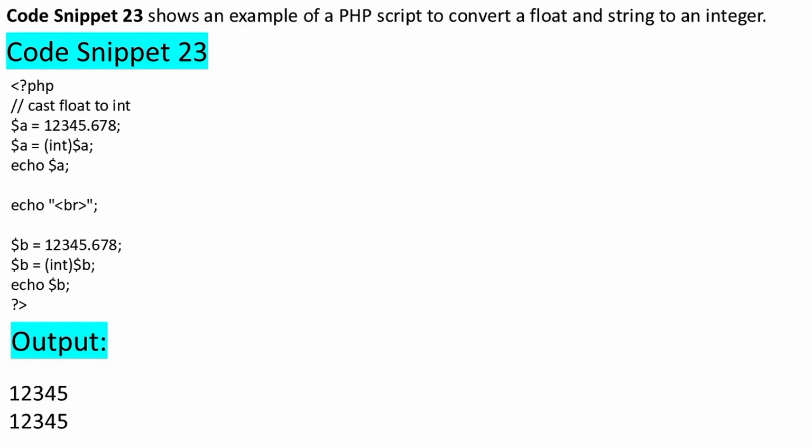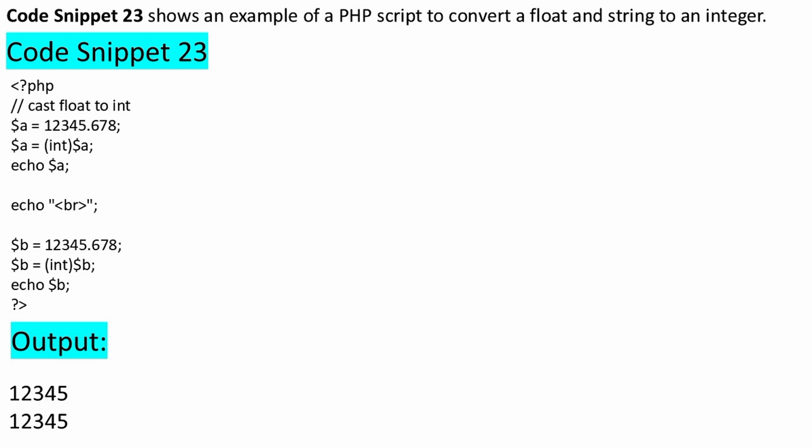In the previous video, we discussed code snippet 22, where we learned how to convert strings into floating point numbers in PHP. Now, in this video, we're moving one step ahead and exploring code snippet 23. This code demonstrates how to convert both a float and a string value into an integer in PHP. Let's understand what's happening here.